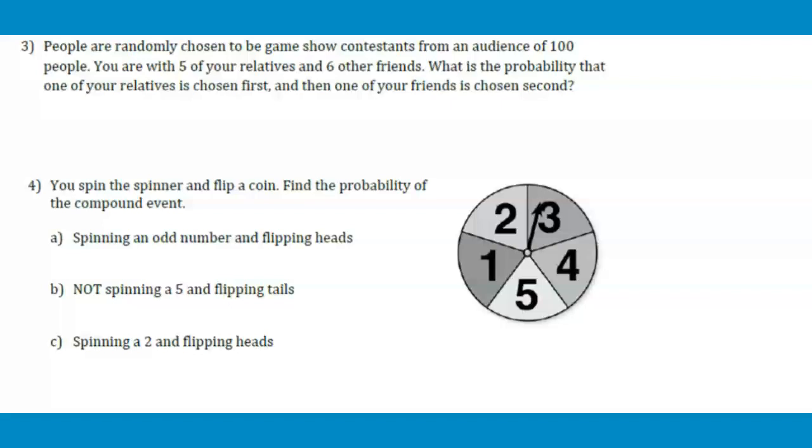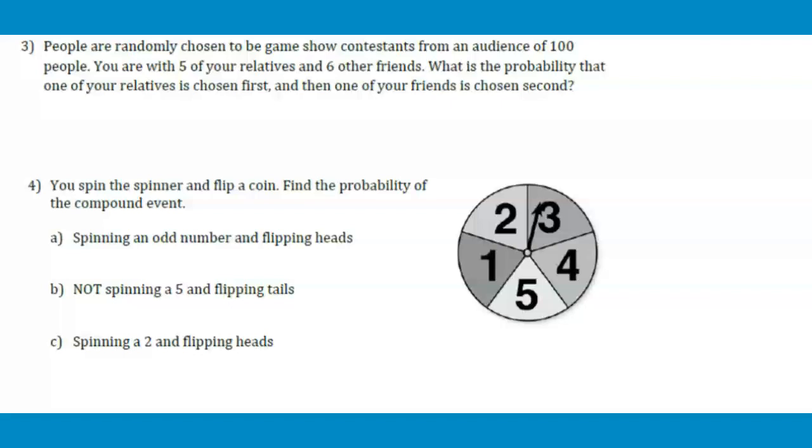All right, let's look at number 3. You are randomly chosen to be a game show contestant, or people are randomly chosen to be game show contestants from an audience of 100 people. You are with 5 of your relatives and 6 other friends. What is the probability that one of your relatives is chosen first and then one of your friends is chosen second?